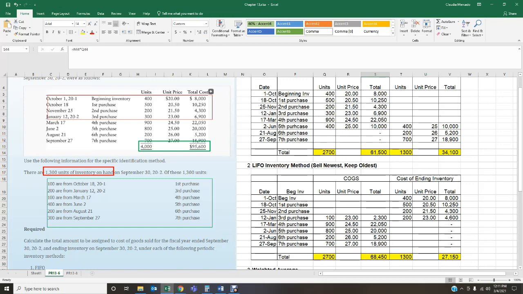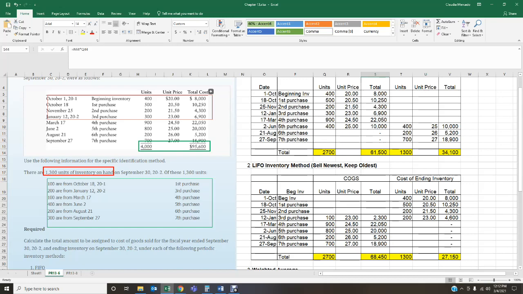Now we get to January the 12th. Do we have anything for January the 12th down here? Yes, we do, that second item. It says here that we have 200 units left from January the 12th. We had a purchase of 300, and 200 of those units are still on hand, so we must have only sold 100.